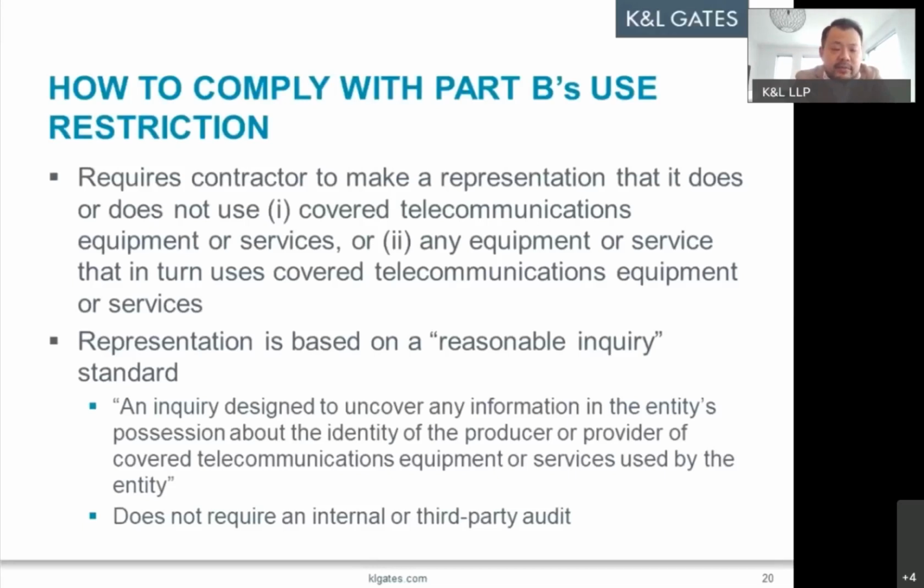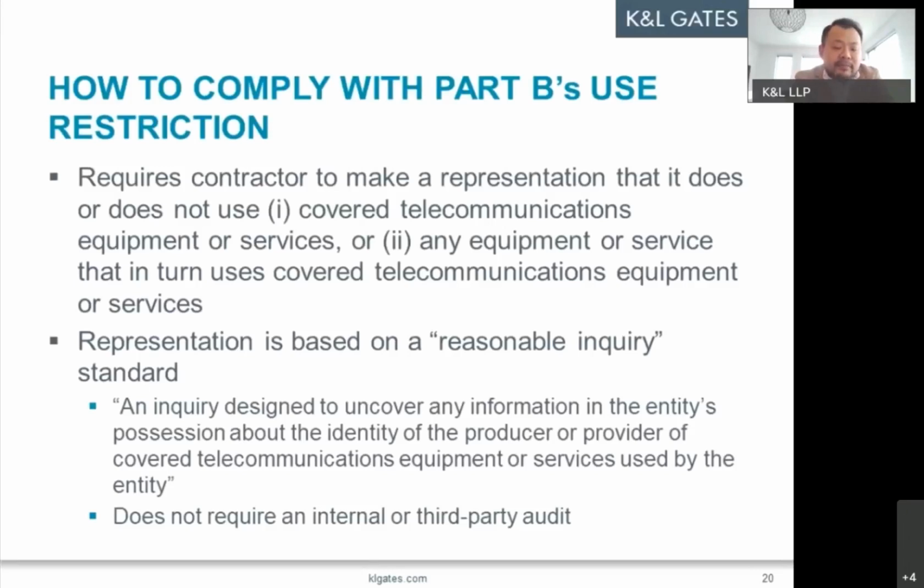So now, recognizing the breadth of the Part B prohibition and the burden on industry, in the FAR clause, which is the 52-204-25 that I mentioned a few slides ago, there is a sort of standard. Okay, so it's not strict liability because people understand that you can't be 100% sure. But what you're supposed to do under Part B to make sure that you're not using prescribed telecom equipment or services is to conduct a reasonable inquiry. Unfortunately, beyond the words reasonable inquiry, there is not much more detail as to what that means.